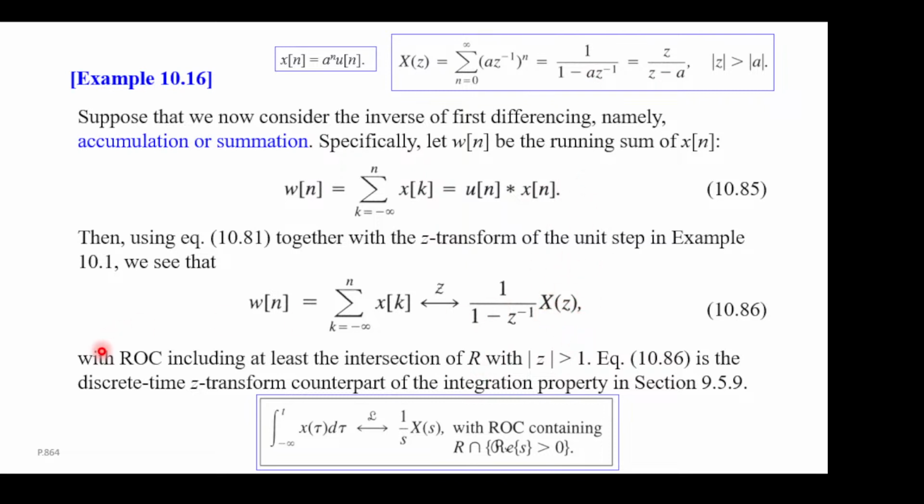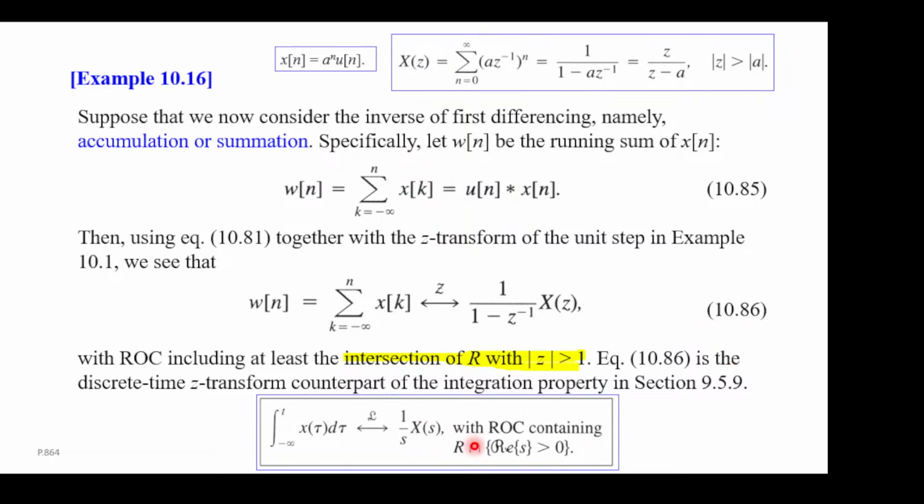And we also need to check the ROC. The ROC should be the intersection of the ROC of x and the ROC of u. So the ROC of x is whatever the ROC is, but here the ROC of u is non-trivial. The ROC of u is the magnitude of z bigger than a, with a equal to 1, so z bigger than 1. So the ROC should be the intersection of R and z bigger than 1, and it can get larger if you happen to cancel some poles and zeros. Yeah, this is actually quite important, so mark it out. So the ROC is non-trivial.